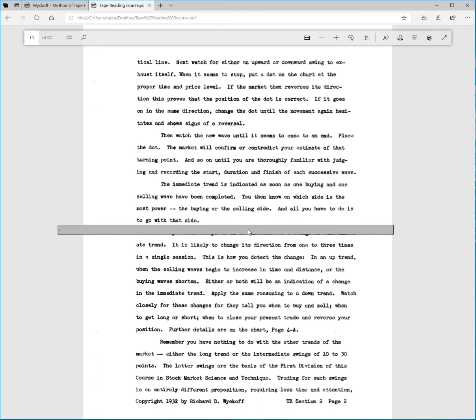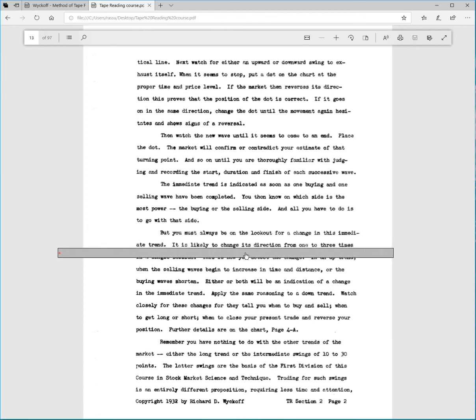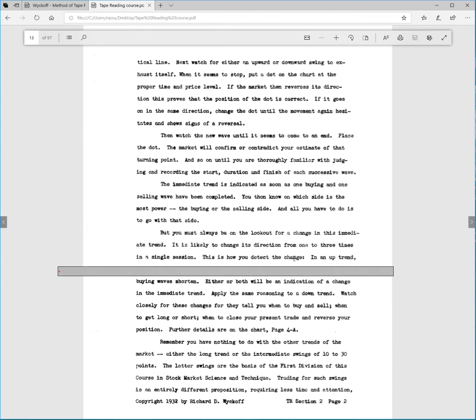Okay, after the pullback, you're going with whatever side, but you must always be on the lookout for the change in this immediate trend. It is likely to change from 1 to 3 times in a single session. Now note, if it's a choppy session, it is very difficult to trade, because it can really be a pain.